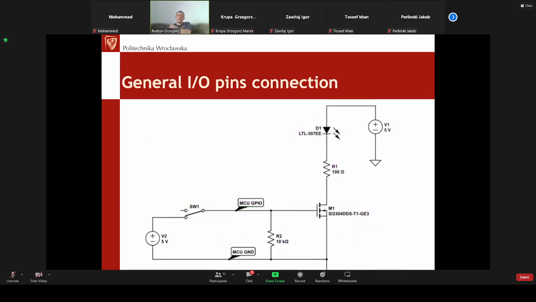MOSFET transistors do not require a series resistor connected to the microcontroller, yet it's good practice to add a parallel one. And the question is, why the R2 here? Why the parallel resistor between the gate and the source in MOSFETs? Series, not important, but why the parallel?